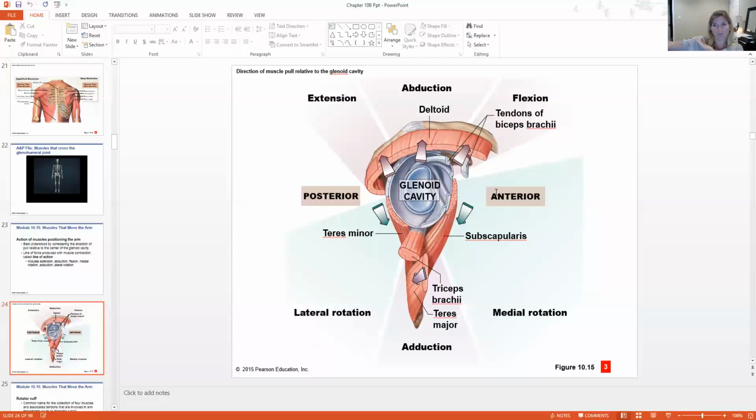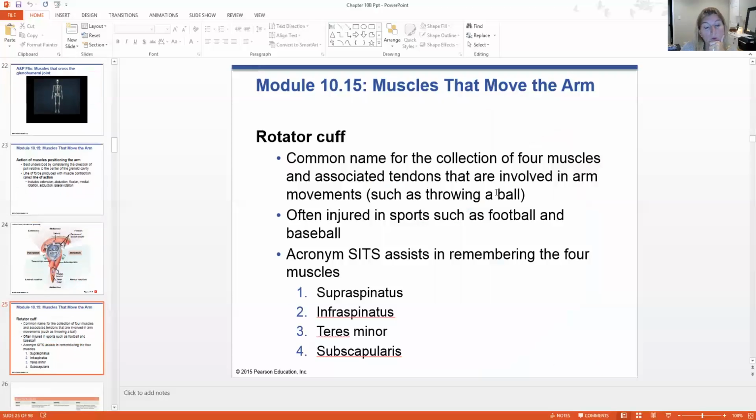Anterior for medial rotation, that is our subscapularis. Posterior rotation or lateral rotation are the muscles on the back, like the teres minor muscle. So the rotator cuff, this is a common name for a few little muscles that are associated with rotating the arm or moving the arm in that kind of rotating pathway. It's often injured in sports like football, baseball, and SITS, S-I-T-S, is the mnemonic device that you can use to remember it. This is the supraspinatus and infraspinatus, teres minor, and subscapularis.